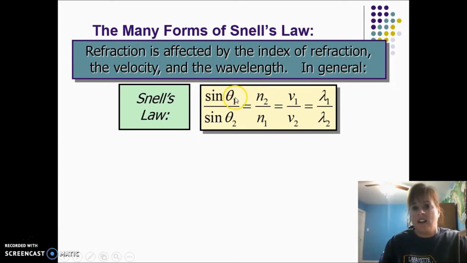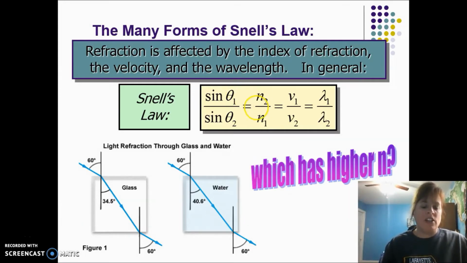Notice here that sine theta 1 over sine theta 2 is also equal to the ratio of velocity 1 to velocity 2, which is also equal to the ratio of lambda 1 to lambda 2. Notice they're all 1s over 2s except for the refractive index, and that makes sense based off the Snell's law equation. Now this is really helpful because if you know wavelengths and you know one of the angles, you can calculate the other without having to use refractive index. Pretty cool.